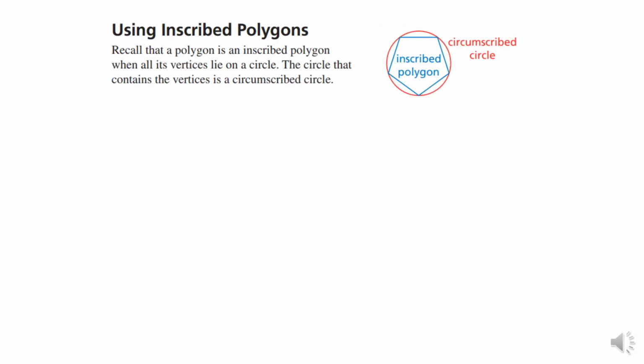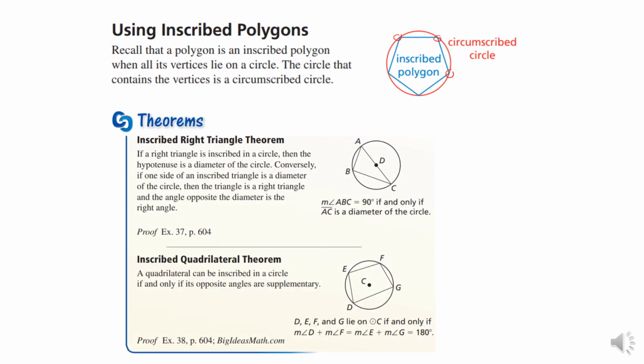Okay, so using inscribed polygons. Remember that a polygon is an inscribed polygon when all its vertices lie on a circle. Okay? The circle that contains the vertices is called a circumscribed circle. So here are some theorems. The inscribed right triangle theorem. If a right triangle is inscribed in a circle, then the hypotenuse is the diameter. Doesn't matter where it is, it's the diameter. Conversely, if one side of an inscribed triangle is a diameter of the circle, then the triangle is a right triangle, and the angle opposite the diameter is the right angle.